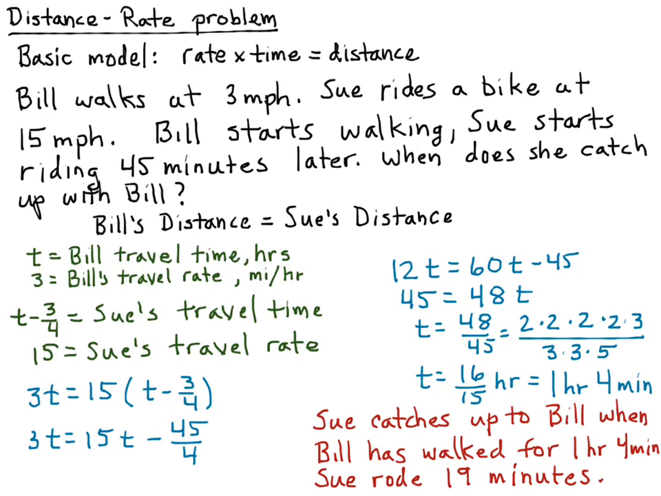Now notice this question doesn't really ask, when does she catch up with Bill? It doesn't ask from a certain time perspective. You could easily define t as Sue's travel time and then t plus 45 as Bill's travel time. But what you'll come up with then is that t equals 19, and then you add 45 to it to get Bill's time.